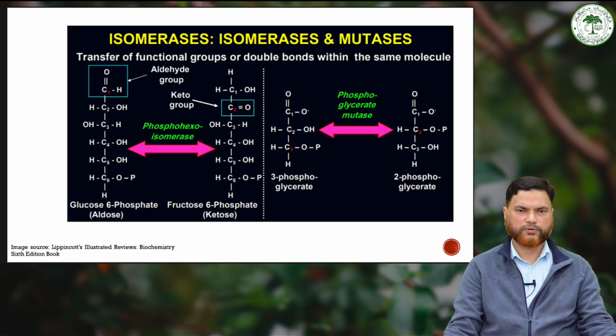One very interesting example is phosphoglucoisomerase, which catalyzes the shift of a double bond from carbon 1 in glucose 6-phosphate to carbon 2 in fructose 6-phosphate. So it is an interconversion of an aldose and a ketose sugar. Another example is phosphoglycerate mutase, which catalyzes the transfer of a phosphate group from carbon 3 in 3-phosphoglycerate to carbon 2 in 2-phosphoglycerate.